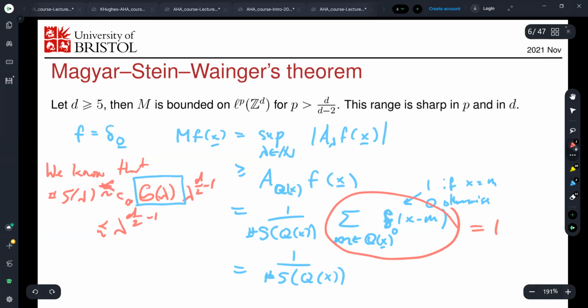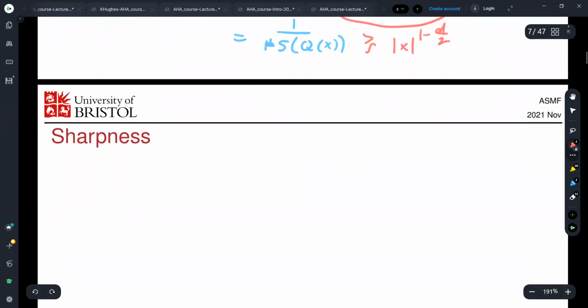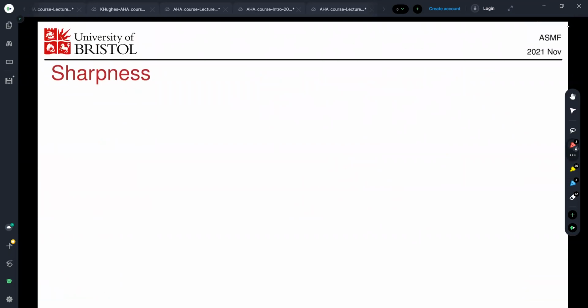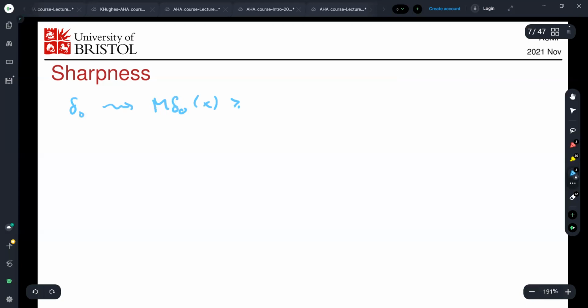Great. So this tells us that M f of x is at most what? The absolute value of x to the 1 minus d over 2. Great. Let me record that. If delta, the delta function, has maximal function greater than or equal to, well, up to some constant, |x| to the 1 minus d over 2, for every point x in Z^d, not equal to the origin.